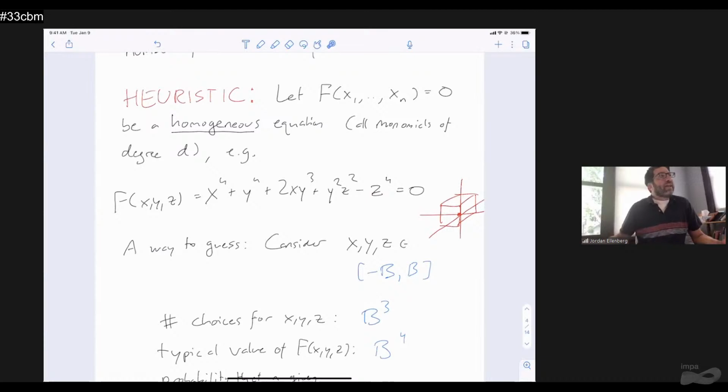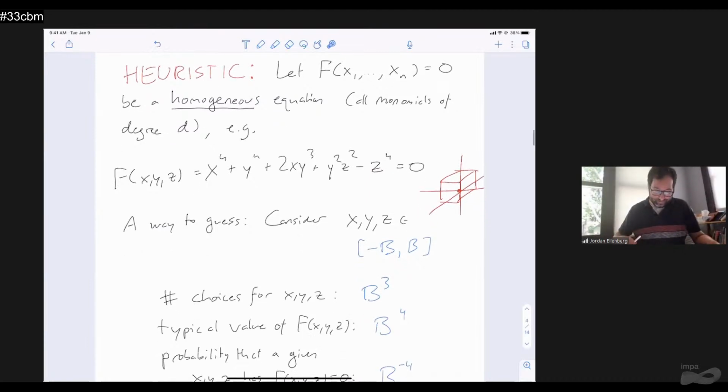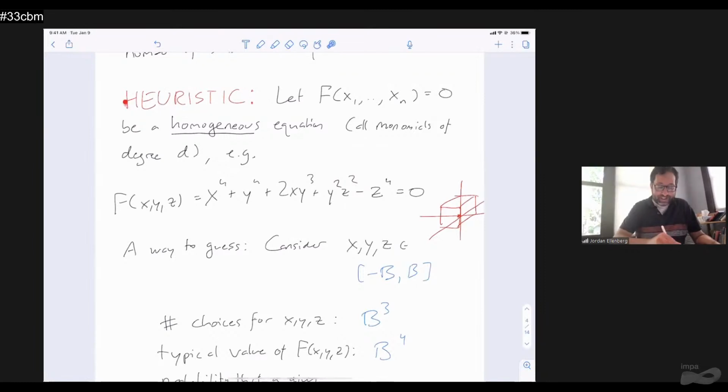Okay, so what do you think? You have a number between b to the 4th and negative b to the 4th. What's the probability that it's 0? I guess it should be around 1 over b to the 4th. I said it was a heuristic, right? We're not proving anything here. We're just doing scratch work on the back of an envelope.